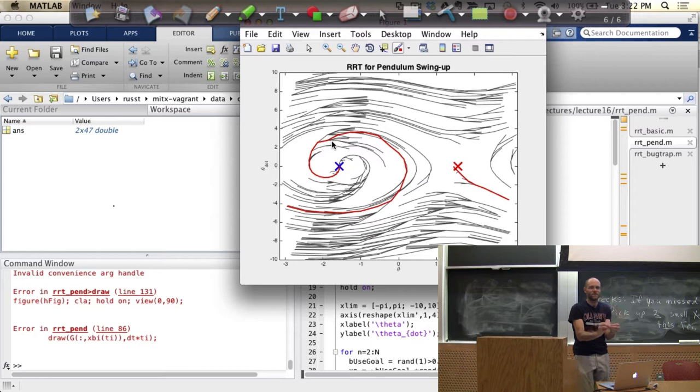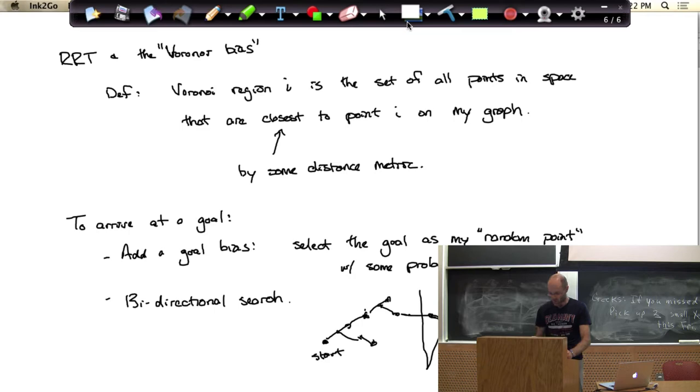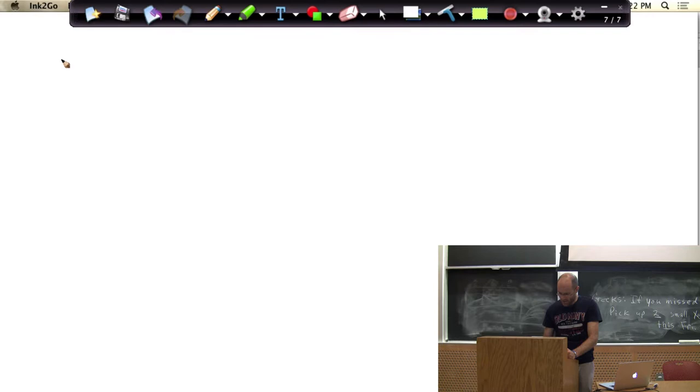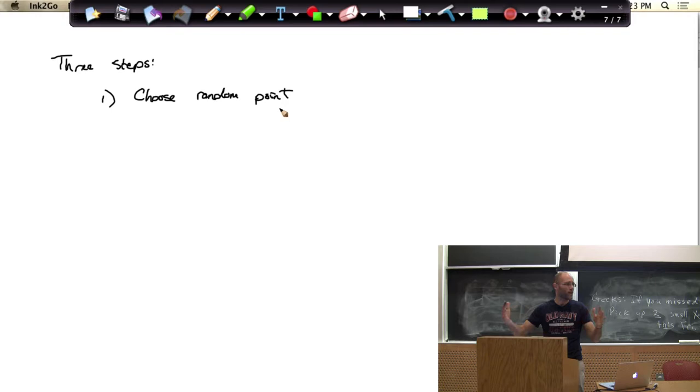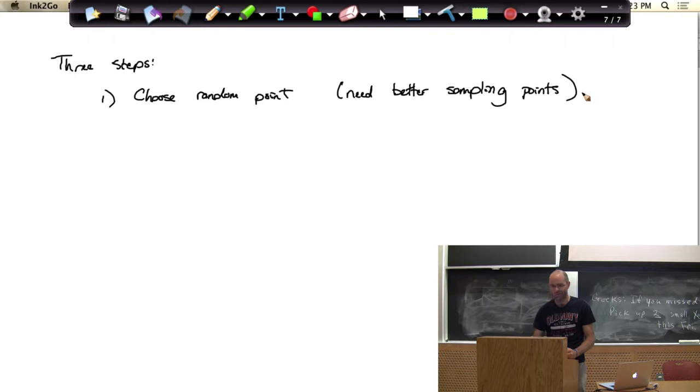Because basically there's three steps in the algorithm. One is choose a random point. And to some extent, picking uniform random points as a way to pull my tree around just feels broken for dynamical systems. So I think for dynamical systems, we really need better sampling distributions. It just feels like I'm always picking points that are not the places that are going to let me grow.